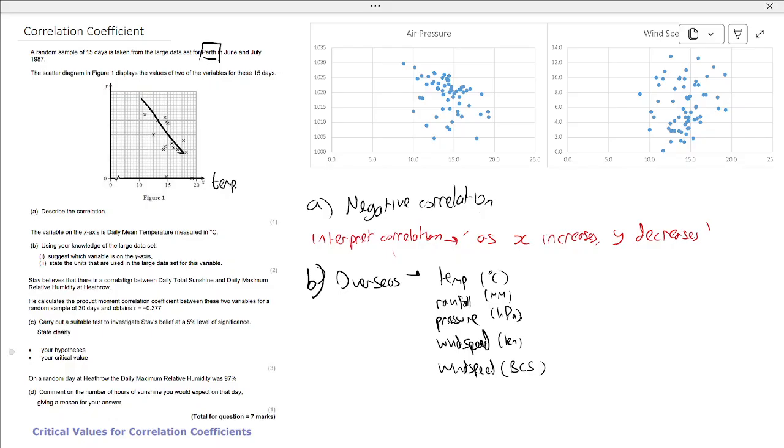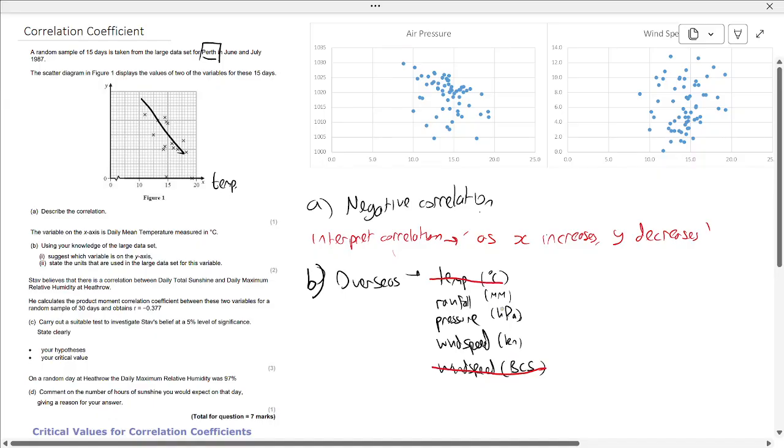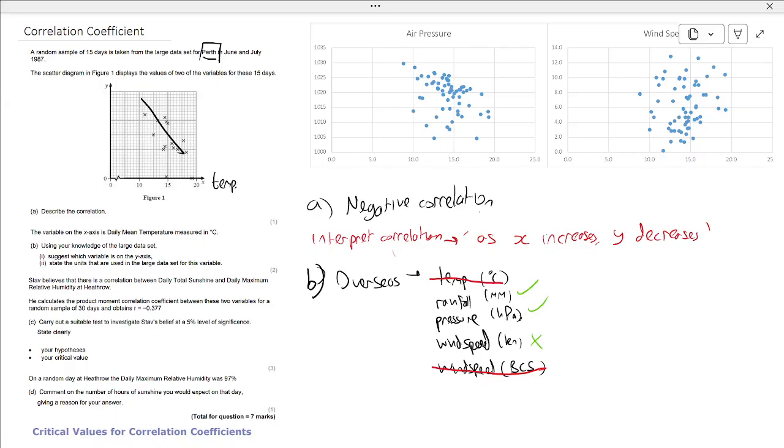Suggest which variable is on the y-axis. Well, we know it's not temperature because temperature is on the x-axis. And it's not going to be the wind speed, the conversion scale. So this conversion scale is when it gives a description like fresh, moderate, light, whatever. That's not numerical. We can see this is a numerical variable and it's not temperature. It leaves it between just rainfall, pressure and wind speed. And according to the mark scheme, acceptable answers are, I think, rainfall and pressure, but not wind speed.